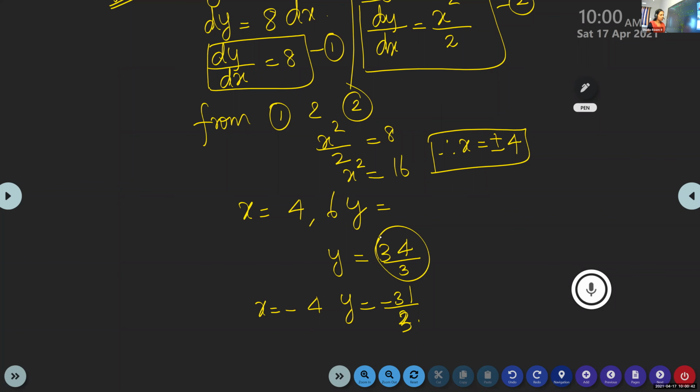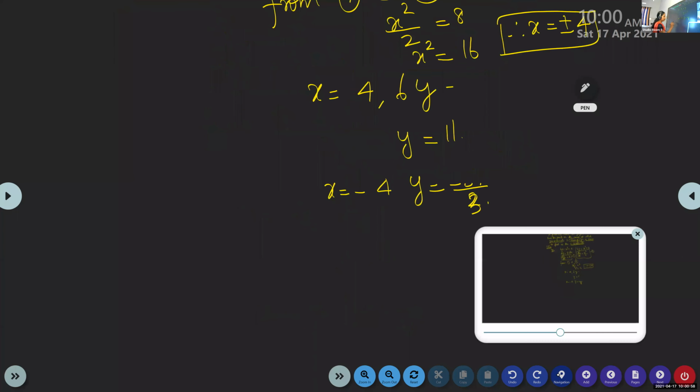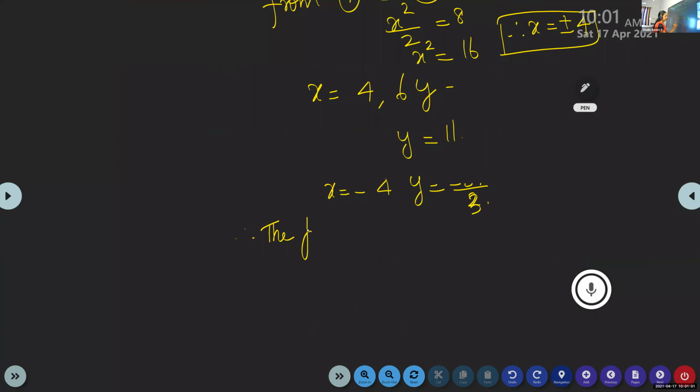Check your answer, Aishwarya. Y is 11, it is 33 by 3. You get 33 by 3, so it is 11. Is it correct, Karthik? Are you getting 11? Yes, ma'am. So therefore the points are 4, 11 and negative 4, negative 31 by 3.